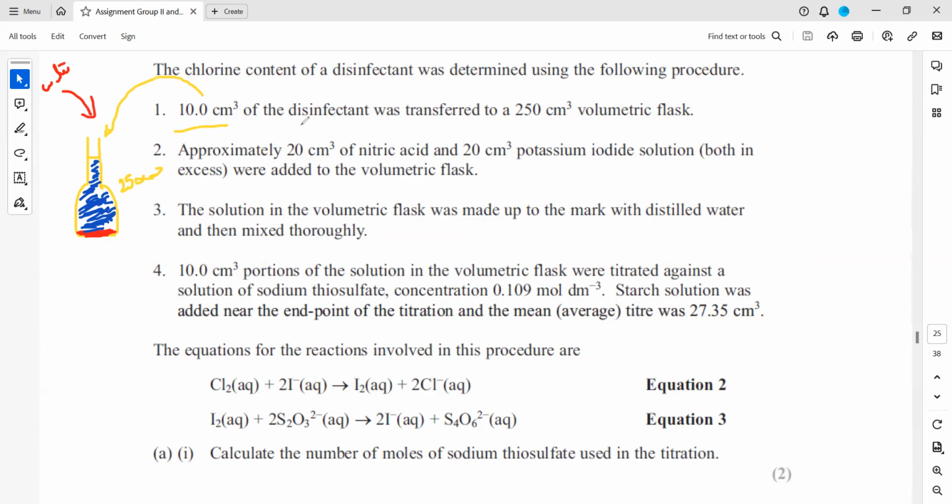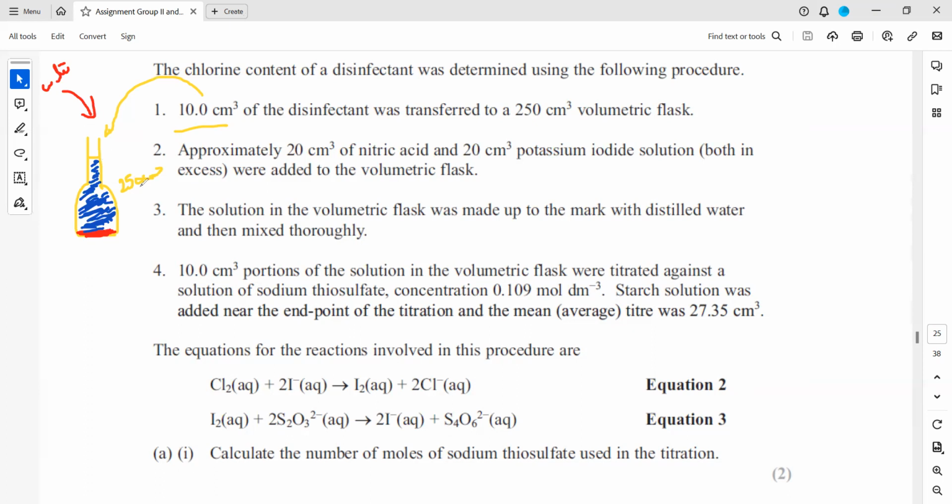That's why we dilute the solution. So first we took 10 cm cube of disinfectant and transferred it to the 250 cm cube volumetric flask. Then how do we complete the extra volume? We add about 240 cm cube of water, so it becomes 250 cm cube, and the solution turns dilute. So when we are using it for titration, it will be much easier. We don't have to refill the burette, otherwise it will increase the error in the experiment.